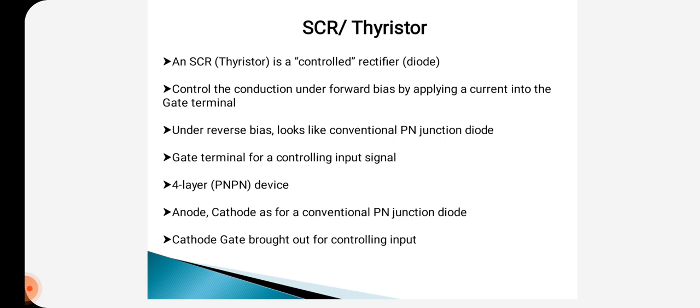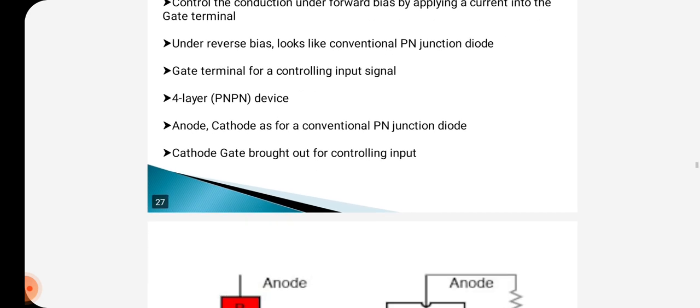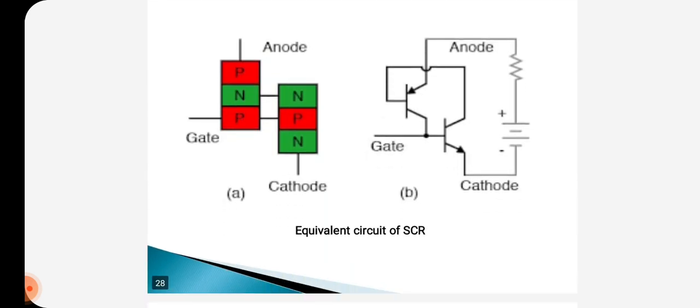Then the gate terminal is used for controlling the input signal. This is the 4-layer device: anode, cathode, like a conventional PN junction diode. Then the cathode gate is brought out for the controlling input. This is the equivalent circuit of SCR.